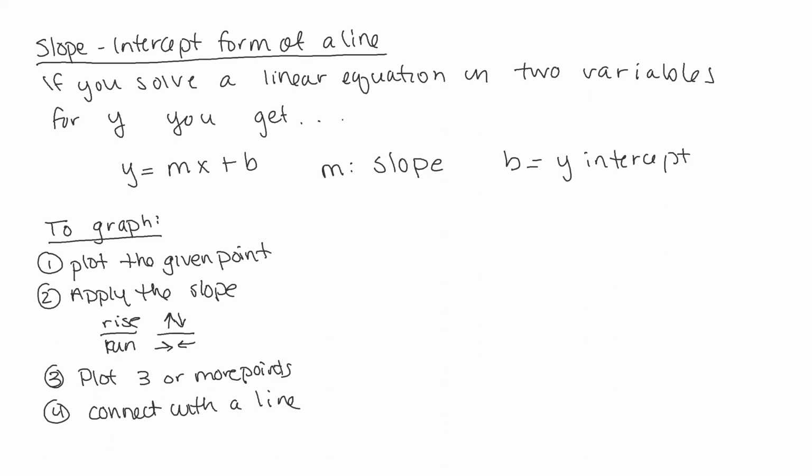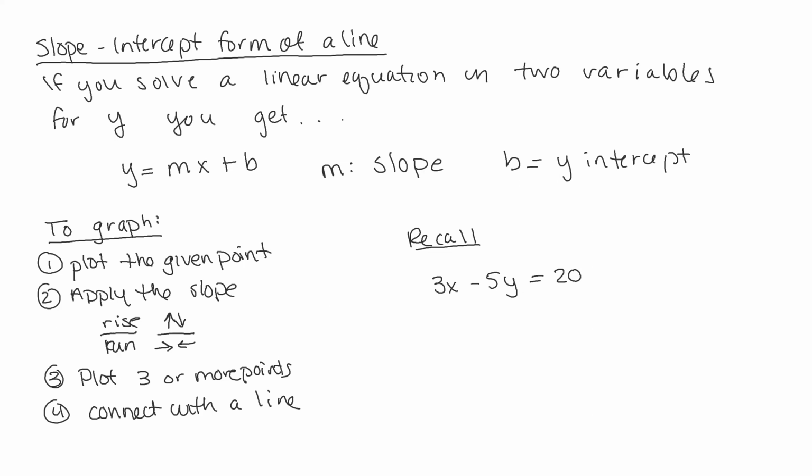Okay. Now recall, I'm going to give you a linear equation in 2 variables, and I'm going to remind you how to solve it for y. This is not on your worksheet. This is just extra info. So let's say we had something like 3x minus 5y equals 20. Okay.